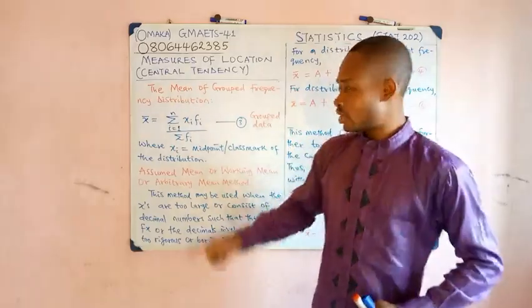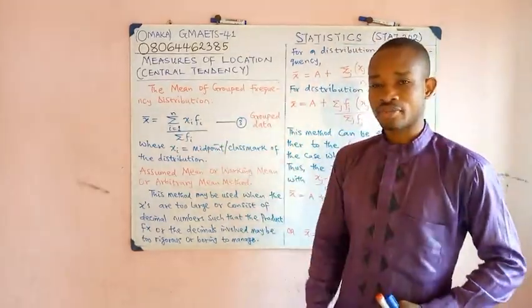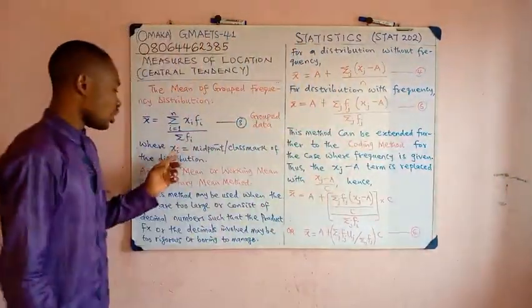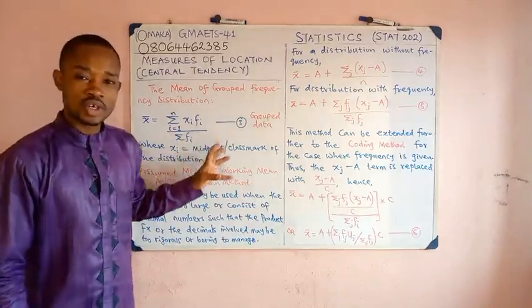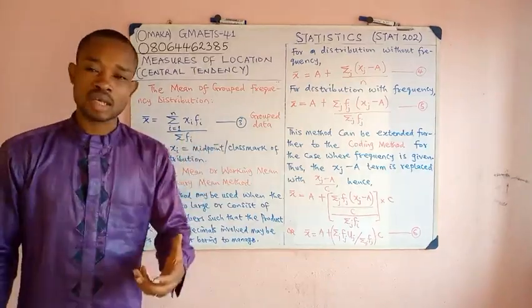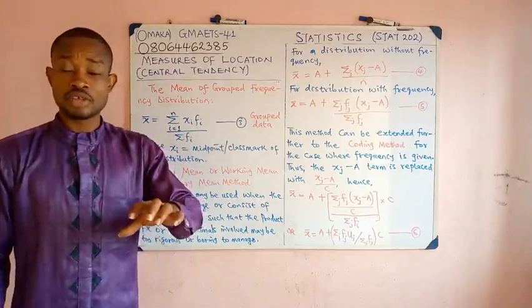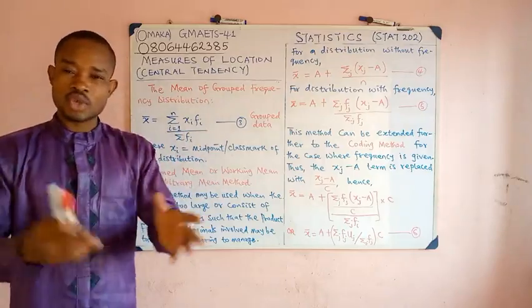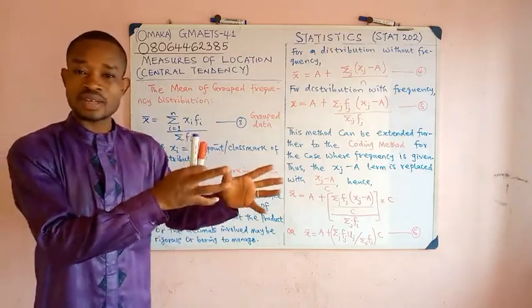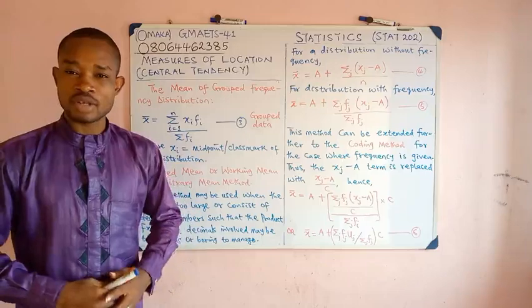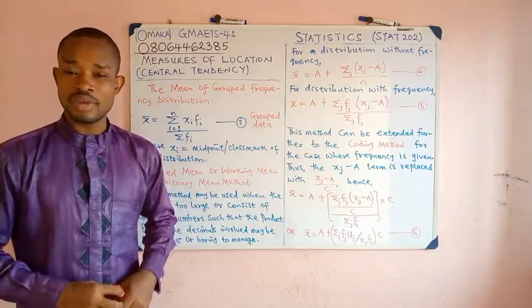Did you take note that that formula is the same as equation 3 here? And what's the difference between these two formulae? The difference is how to obtain your xi. Here for group data, xi is the midpoint. Xi is the class mark of the distribution given to you. You know your grouped data, right? You have your table, and your class mark is obtained from the sum of the class limits divided by 2, or you can use the sum of the class boundaries divided by 2.